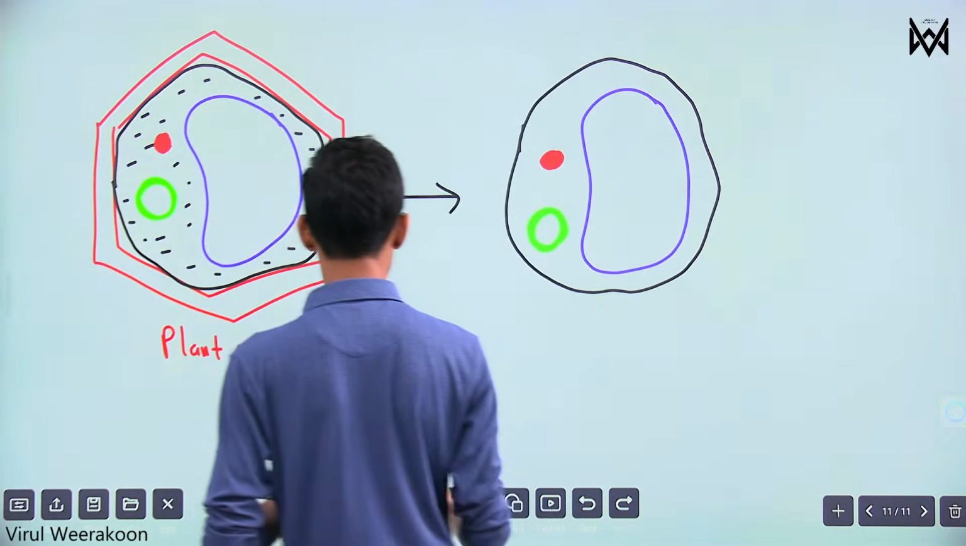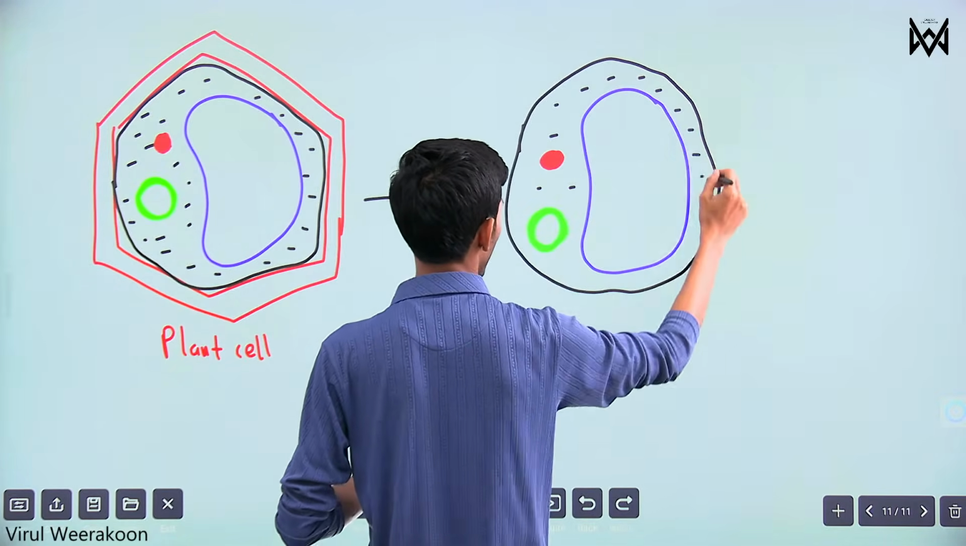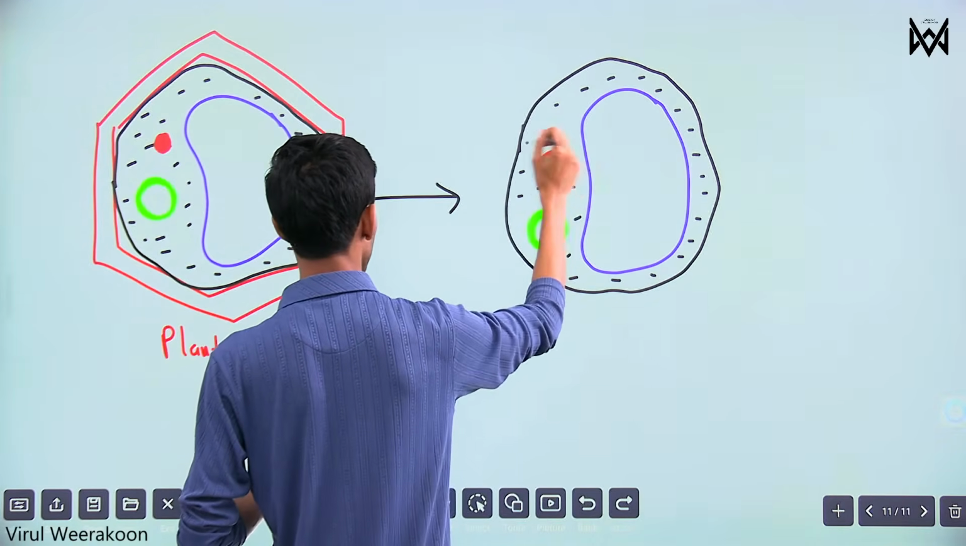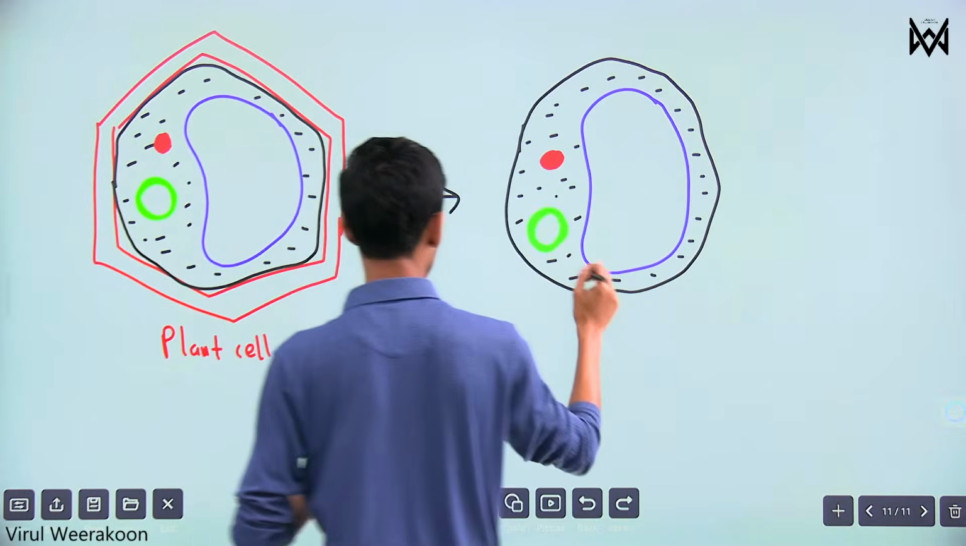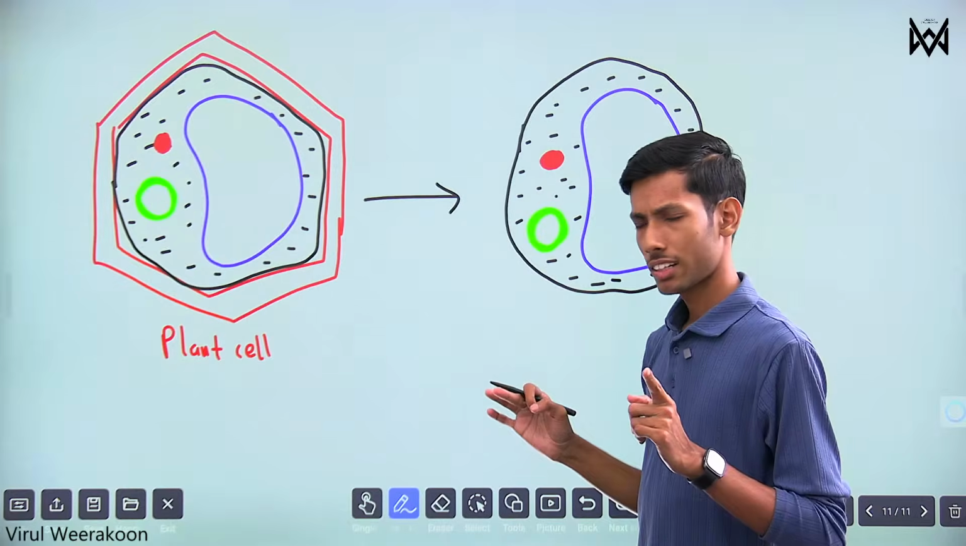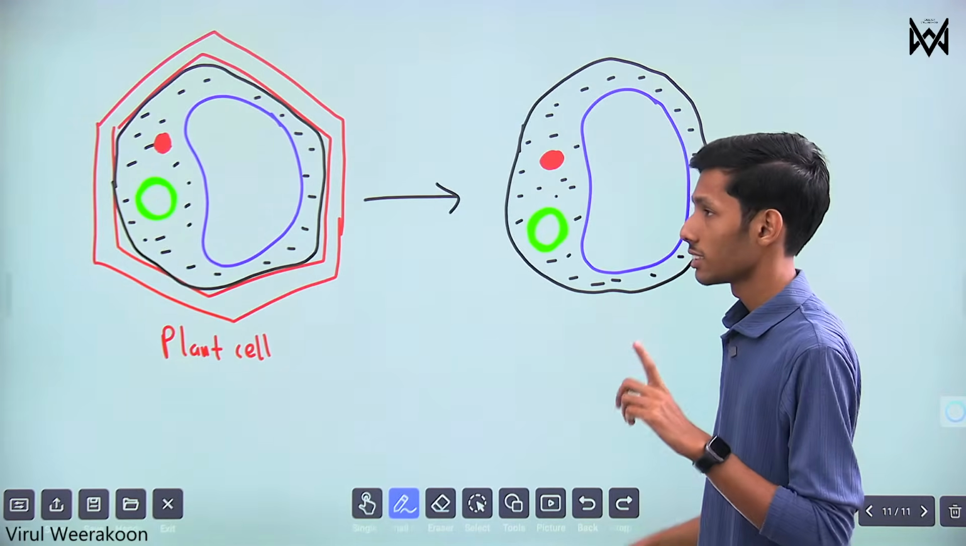So here you will note down this one. The difference is there is no cell wall as compared with the early stage. What can you say about this? A cell without a cell wall is actually an animal cell. Am I correct? Can you write it as an animal cell? Why can't you? Because this is actually not an animal cell.